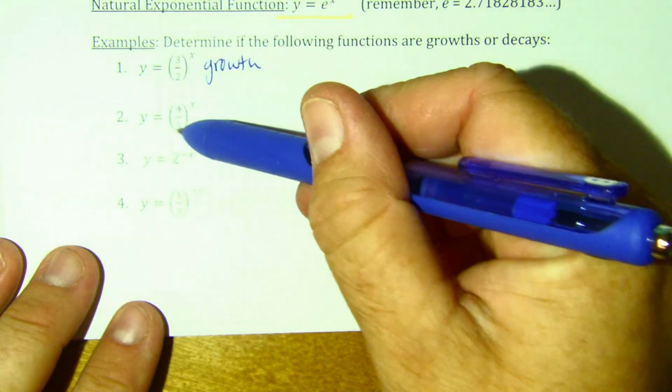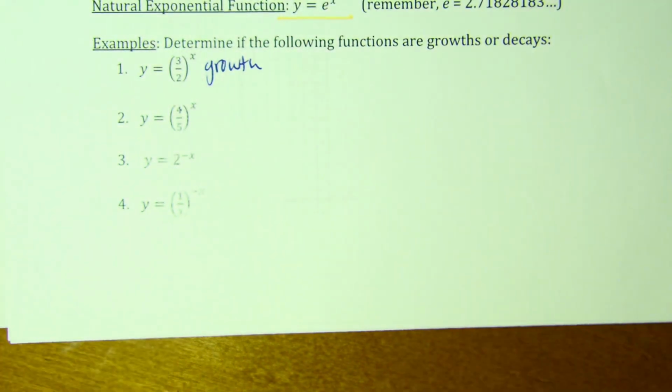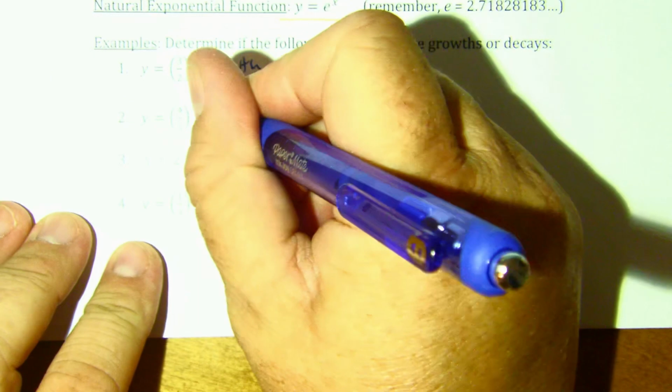The next one, 4/5. Well, 4/5 is less than 1. My exponent is positive, so this would be a decay.